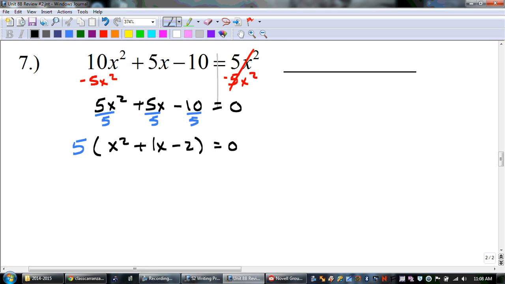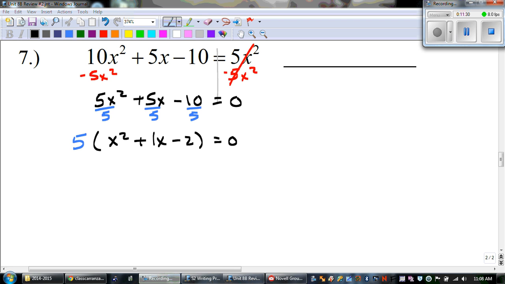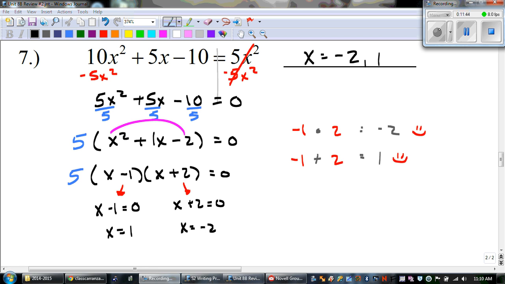And I want to see how you guys choose to solve this. You can factor this, or you can use the quadratic formula. I would factor. Go ahead and pause the video, and good luck. Okay, so the numbers that multiply to get to -2 and add to get to 1 are -1 and 2. And after solving that, we get x equals -2 and x equals 1.